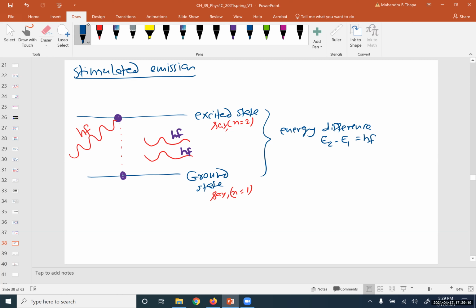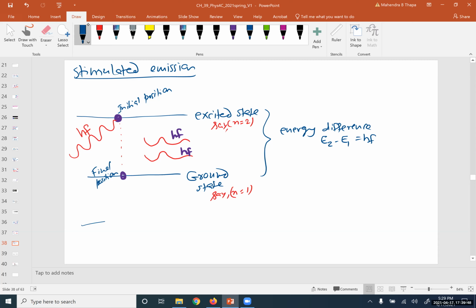It means this electron is in the higher energy state. So this is the initial position of the electron in the excited state. This is the final position. So now the electron jumps from a high energy level to a low energy level, but in this case with the help of suitable energy. So that's why it's called stimulated emission.